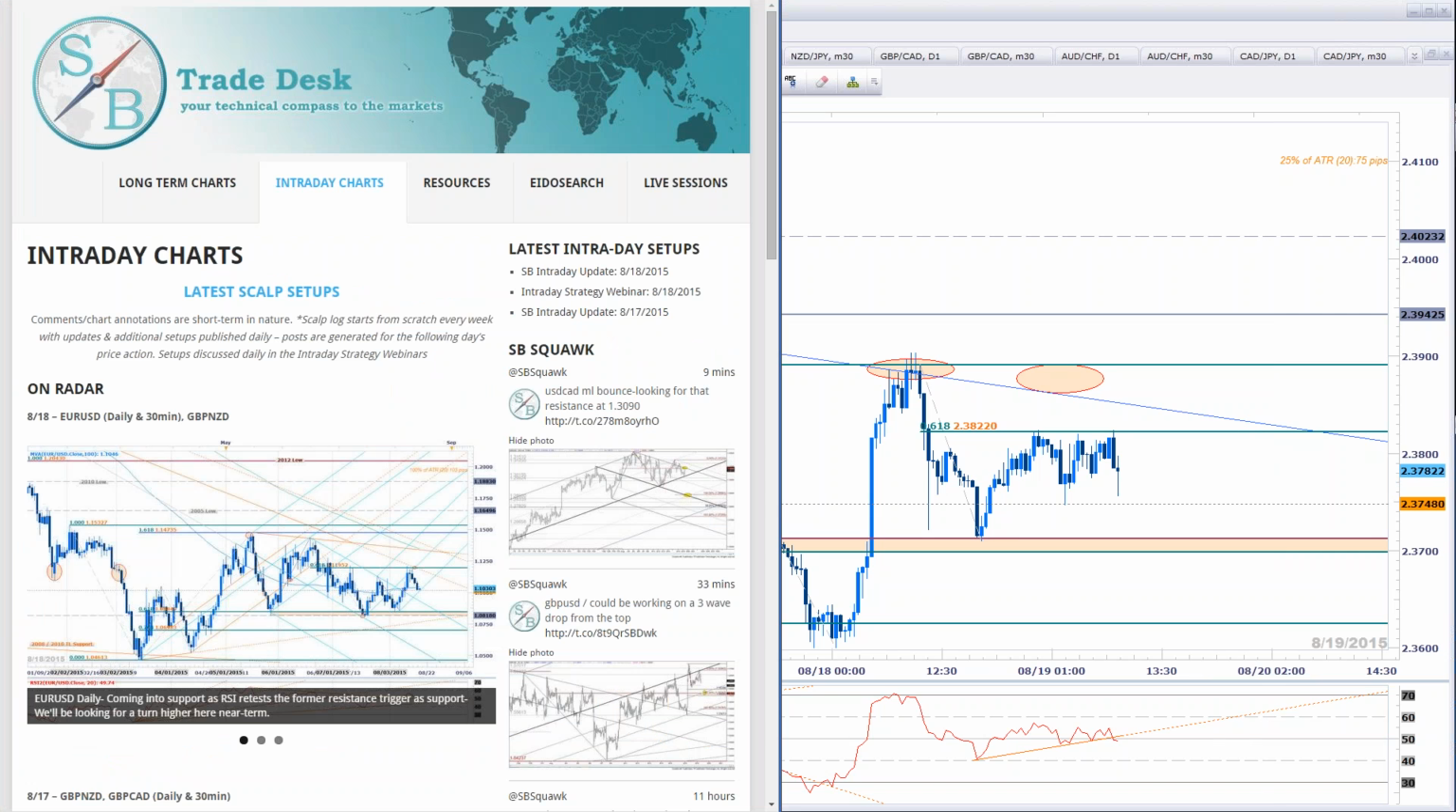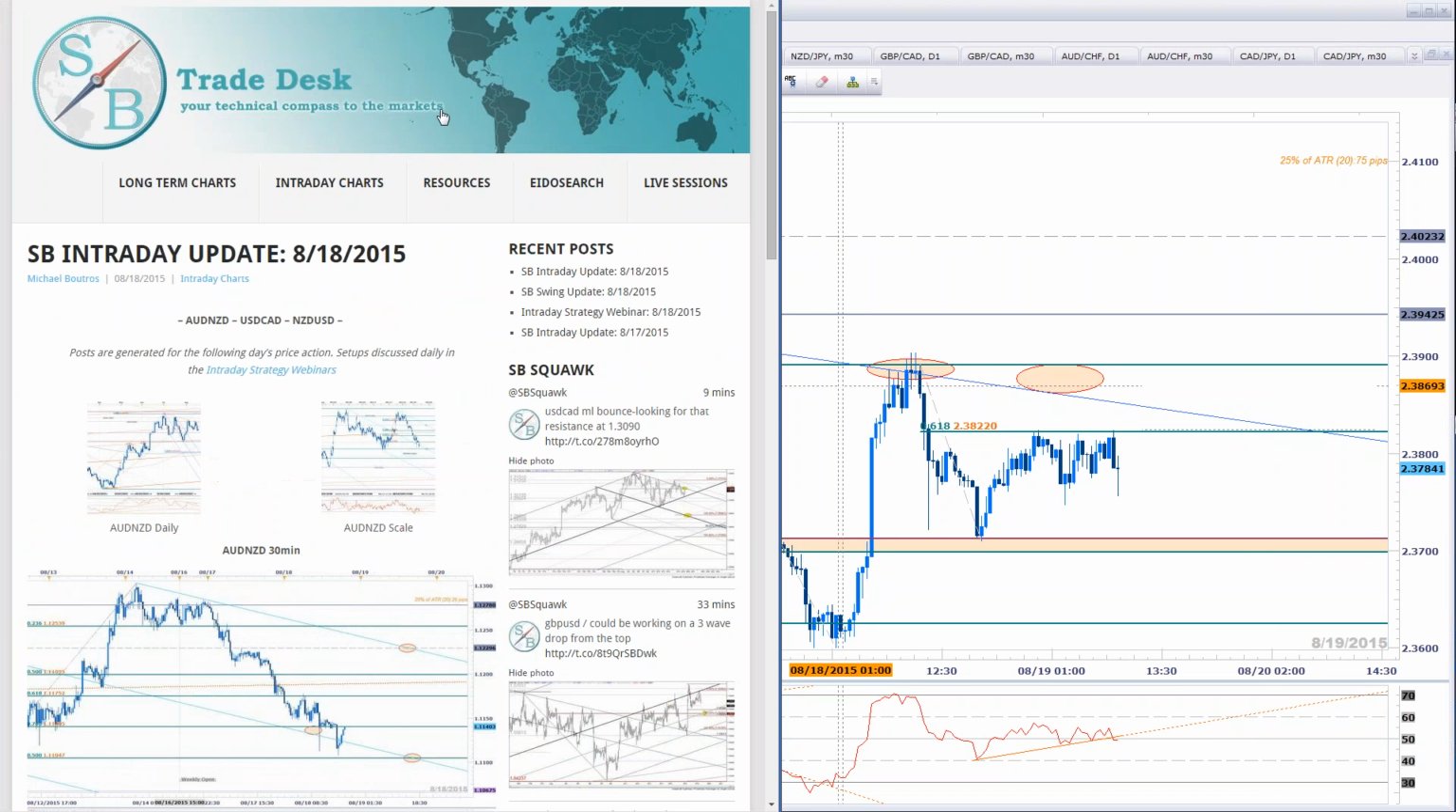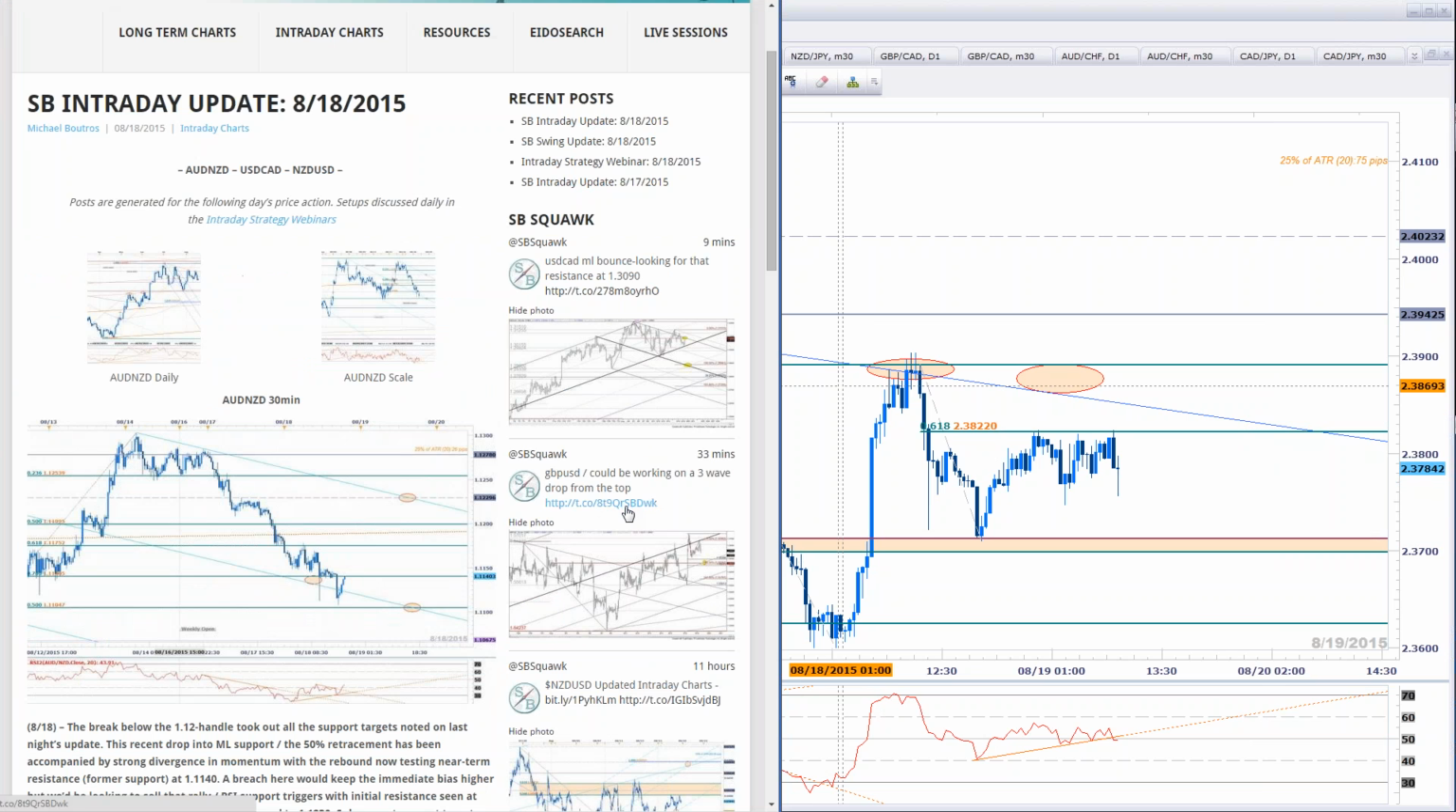Let's jump right into the charts because we're in action here. Currently holding a small position on the euro. I noted that last night in the radar charts. We'll go over that. But first things first, I do want to jump into the scalp setups that were featured in last night's setups.